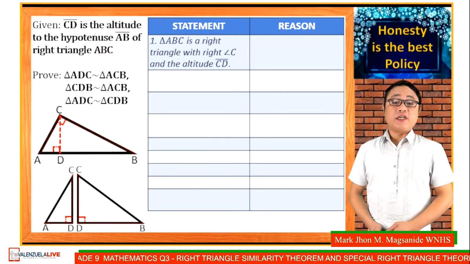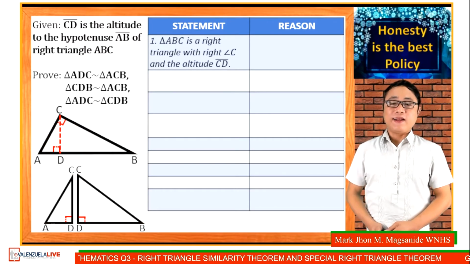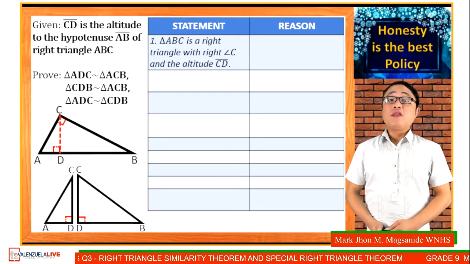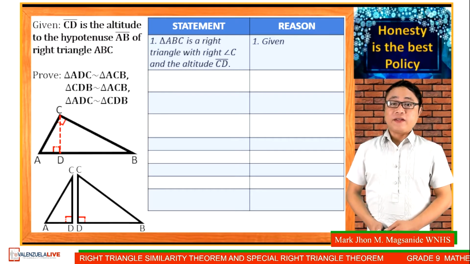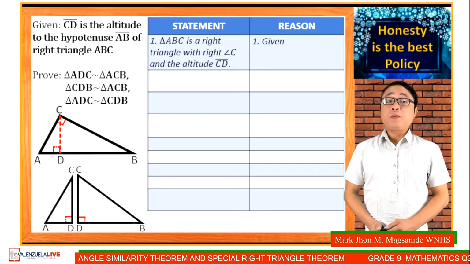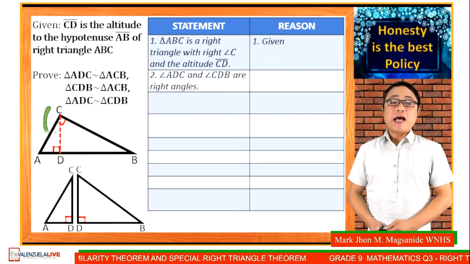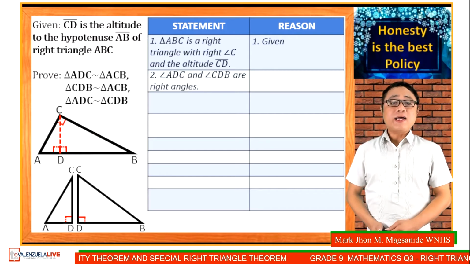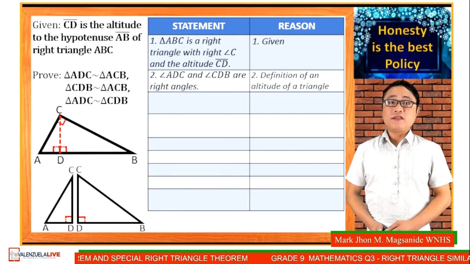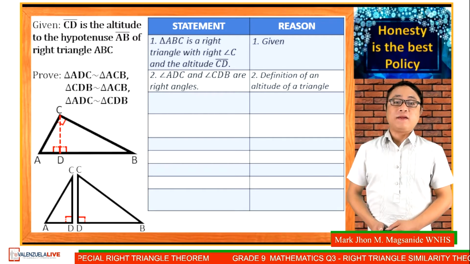Write the given first. Triangle ABC is a right triangle with right angle C and the altitude CD. The reason is given. Since CD is altitude, then it is perpendicular to AB. We can state that angle ADC and angle CDB are right angles. The reason? Definition of an altitude of a triangle.